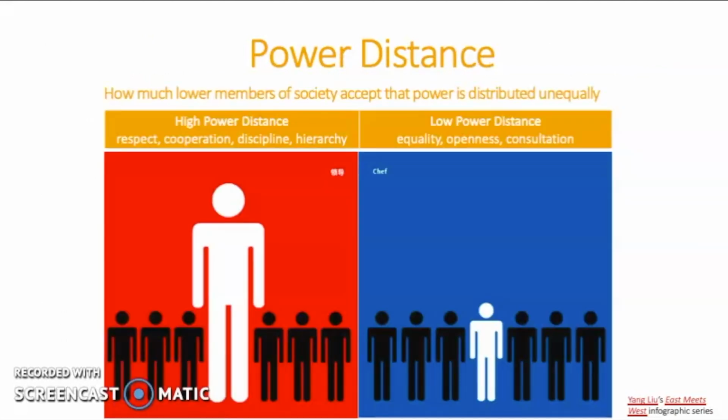generalizations. This is how much lower members of society accept that power is distributed unequally. In a high power distance culture, this means that there is a higher level of respect, cooperation, discipline, and hierarchy. So the boss is seen as far higher than the employees. In a low power distance culture, equality, openness, and consultation are highly valued. So the boss is seen as just a little higher than all the other employees.